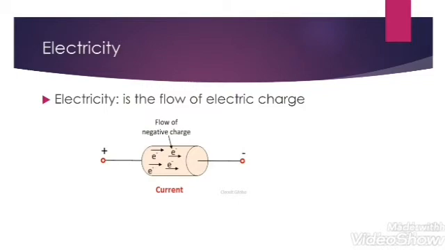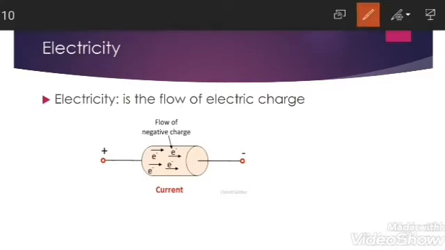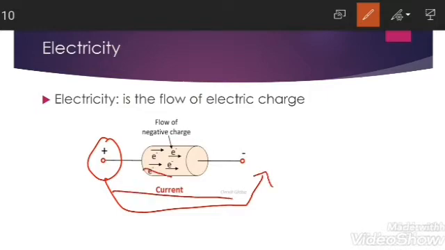But before we start with this unit, I want to tell you what electricity is. Electricity is the flow of electric charge. Look at this battery. The current moves from the positive charge to the negative charge. Look, the flow of the negative charge.